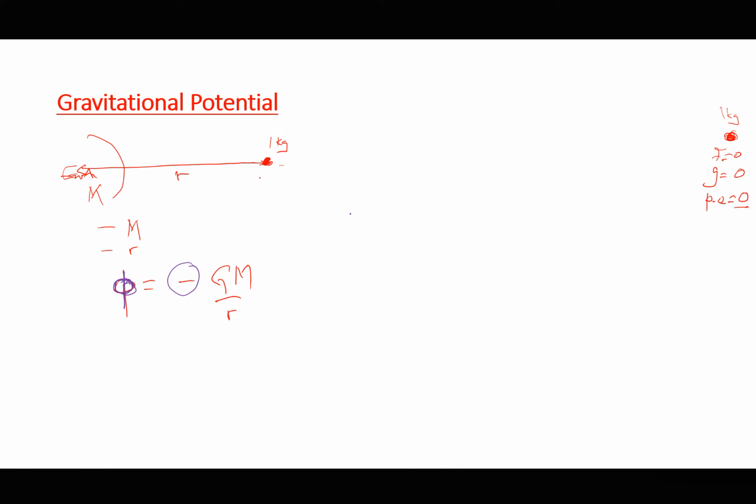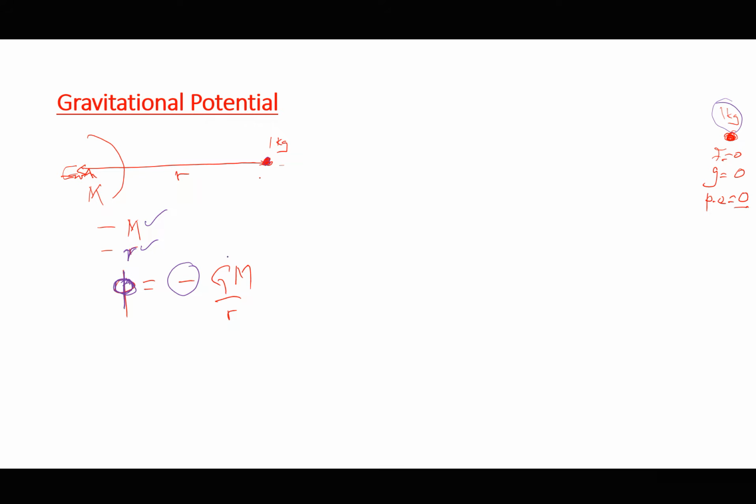The work done in moving a unit mass, that is a mass of 1 kilogram, from infinity to a certain point in the gravitational field is the gravitational potential. And this depends on the mass, and it also depends on the distance. It depends on the large mass, not the small mass, because it's 1 kilogram, and it depends on the distance of that test mass from the center of the large mass.